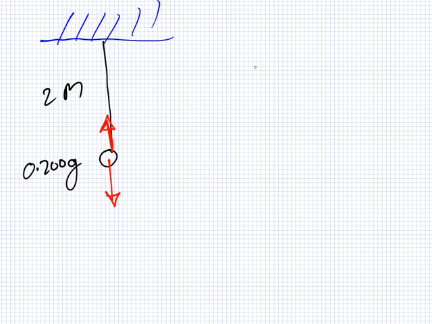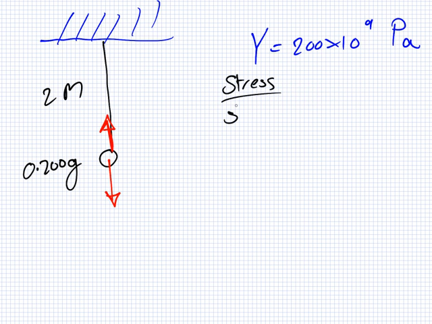Right, okay. So you know Young's modulus for steel, what is it? 200 times 10 to the 9 pascals. Young's modulus is stress over strain. So that's 200 times 10 to the 9. The strain is the extension over the original length. Stress is force over area.